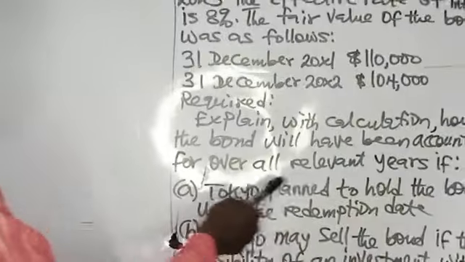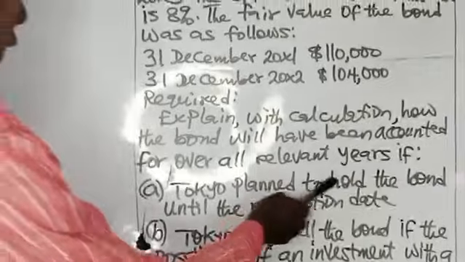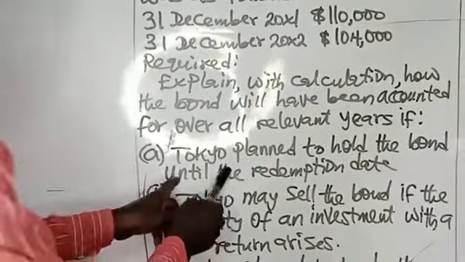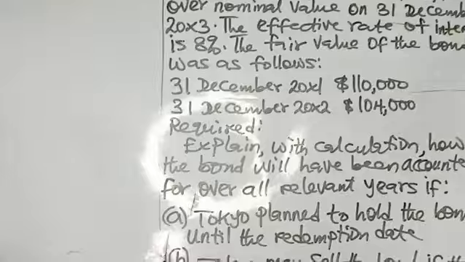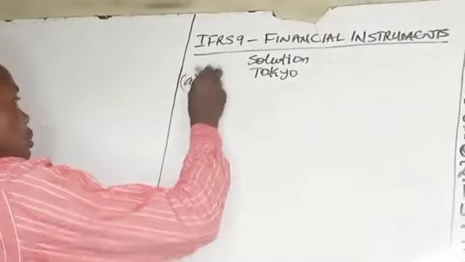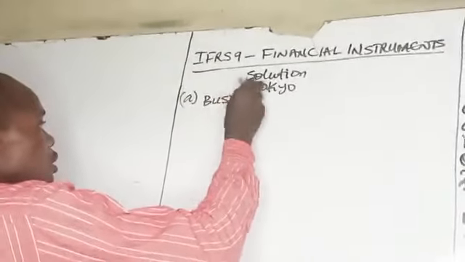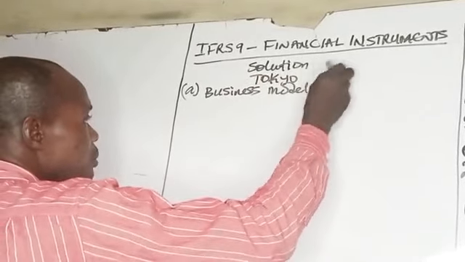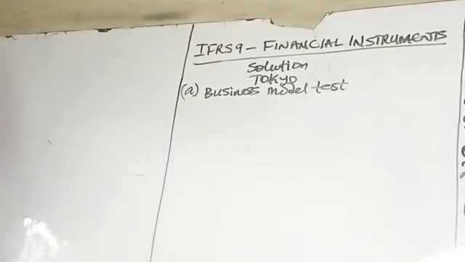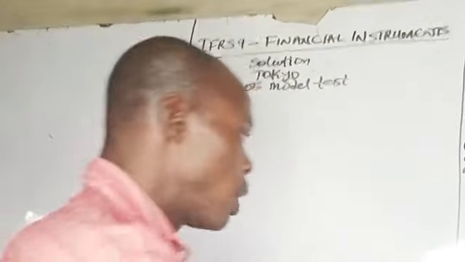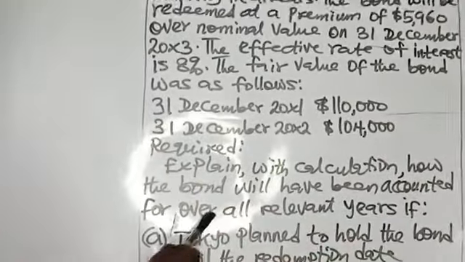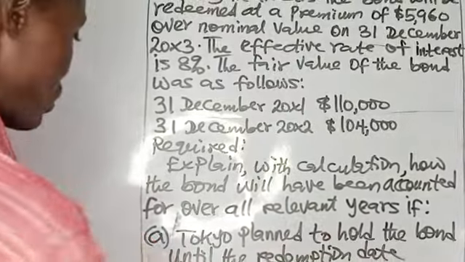Toko planned to hold the bond until the redemption date. So the business model. In the requirement, as I've told you, we have the business model test and then the contractual cash flow characteristics test. You have to explain with calculation how the bond will have been accounted for over all relevant years.